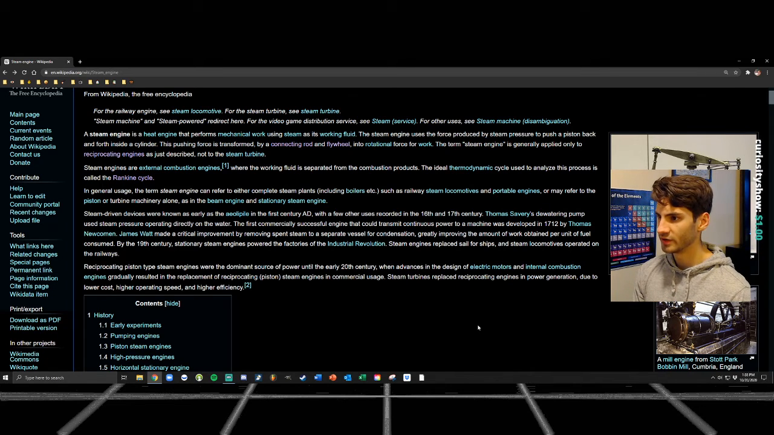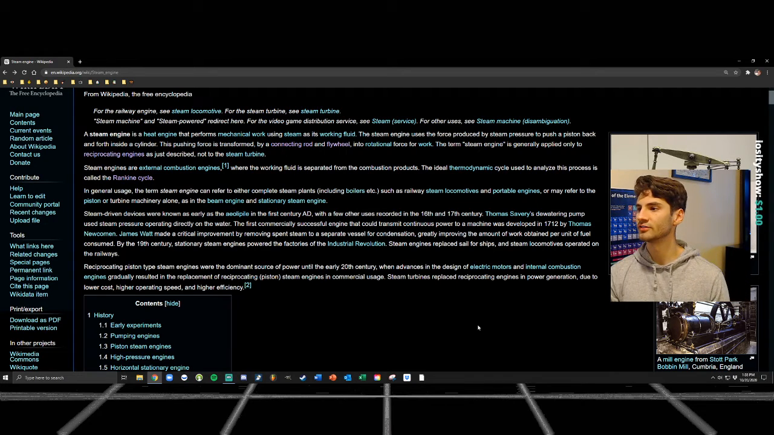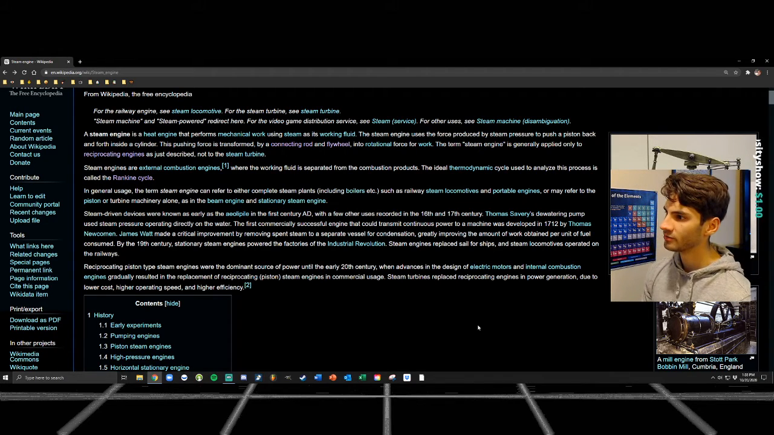in the 1st century AD, with a few other uses recorded in the 16th and 17th century. Thomas Savery's dewatering pump used steam pressure operating directly on the water. The first commercially successful engine that could transmit continuous power to a machine was developed in 1712 by Thomas Newcomen.